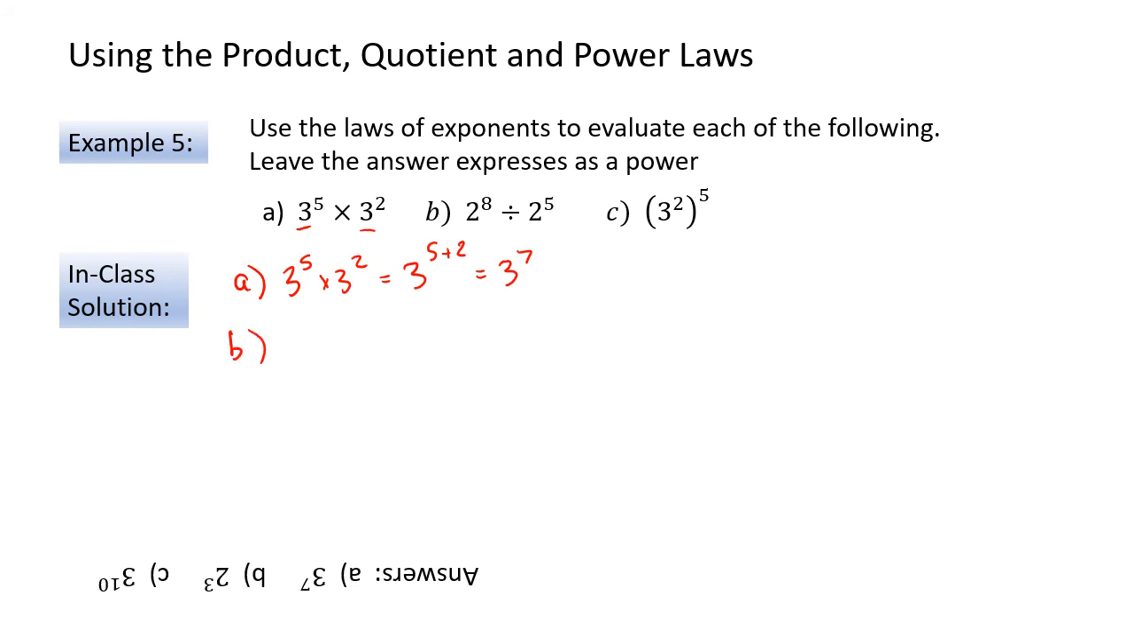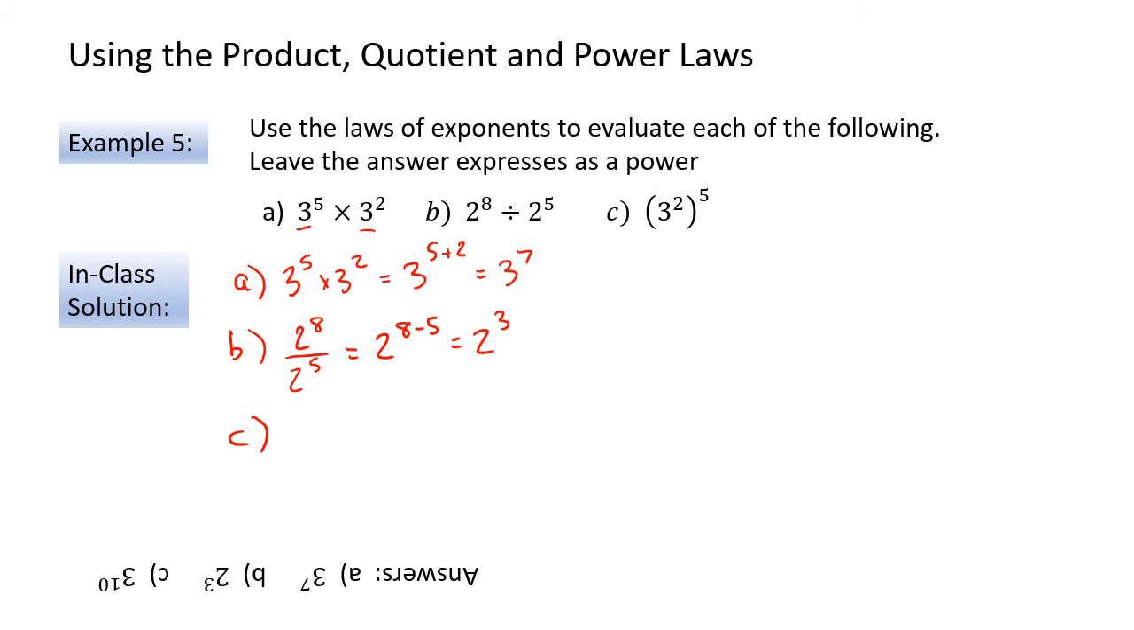Example B, 2 to the exponent 8 divided by 2 to the exponent 5. So they're the same base. Again, they're both 2. And when you're dividing, you can subtract the exponents. I like writing them in fraction form. It's easier to see which one I'm subtracting from the other. So that's the same as 2 to the exponent 8 minus 5, which is 2 to the exponent 3.